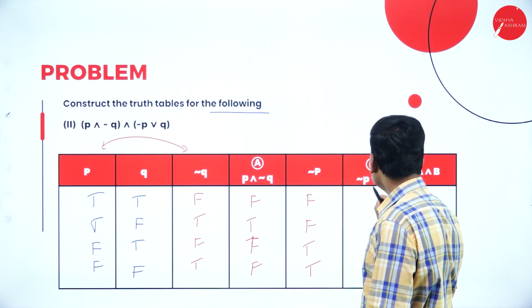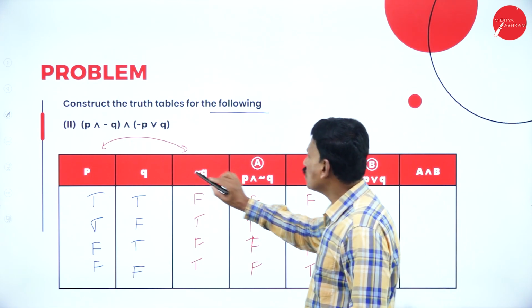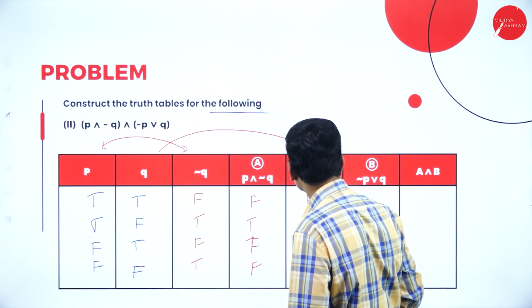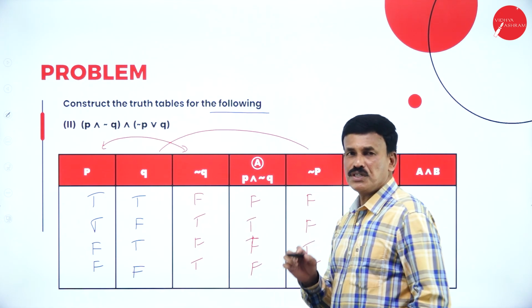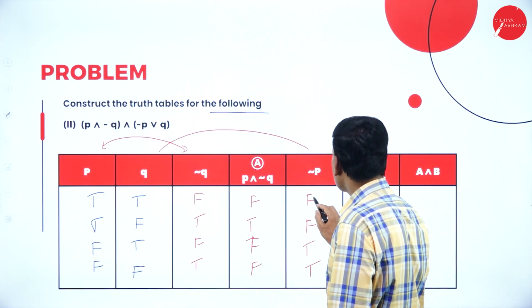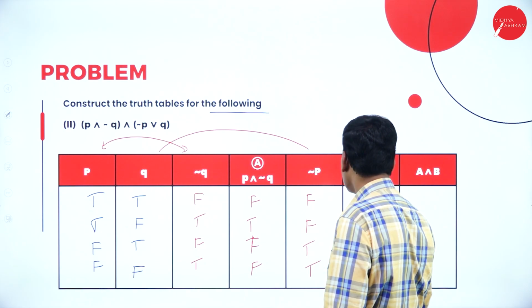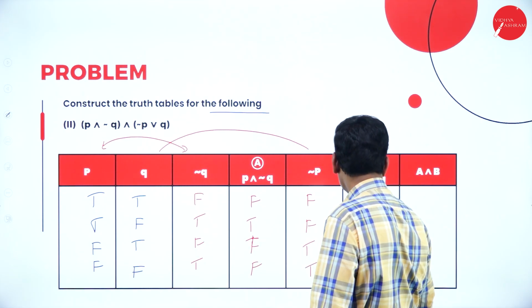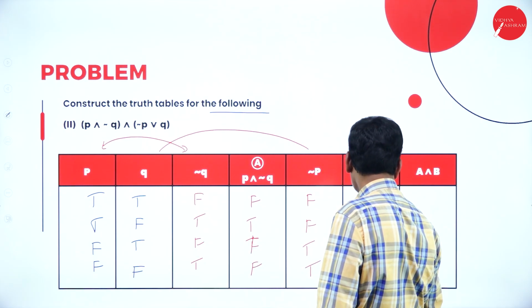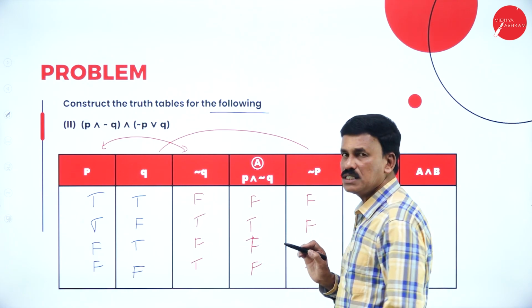Now write down the disjunction for negation of P and Q. For these two, write down the disjunction. Disjunction is false only if it is false and false. In other cases, it is true. So false and true is true. Again false and false is false. Again true and true is true. Again true and false is also true. So in case of false and false, the disjunction is false.